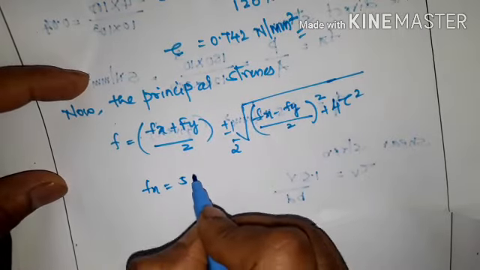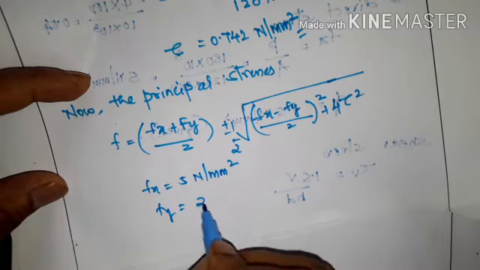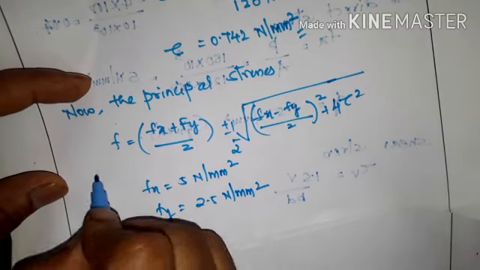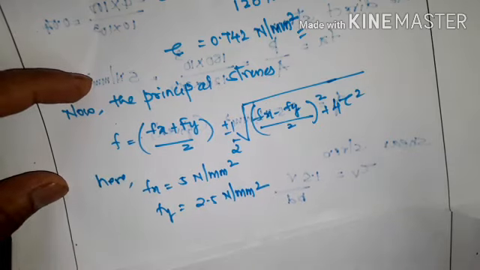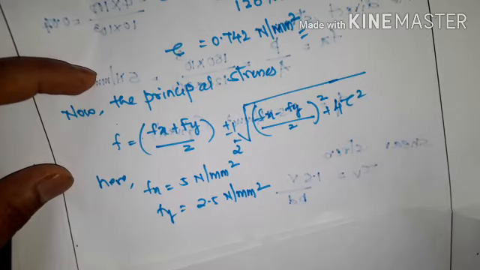5 Newton per mm square and Fy is equal to 2.5 Newton per mm square. Here we have already calculated Fx is equal to 5 Newton per mm square and Fy is equal to 2.5 Newton per mm square. Understood? Okay.